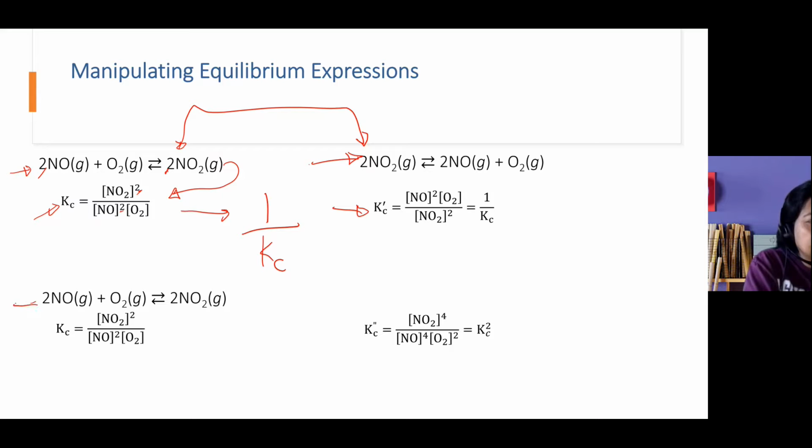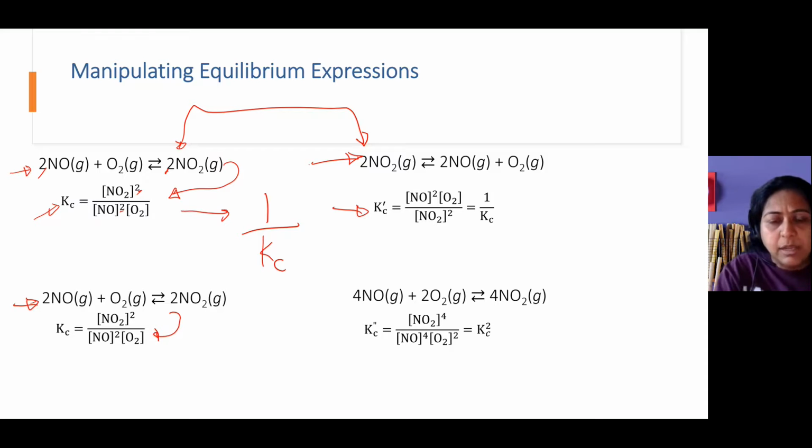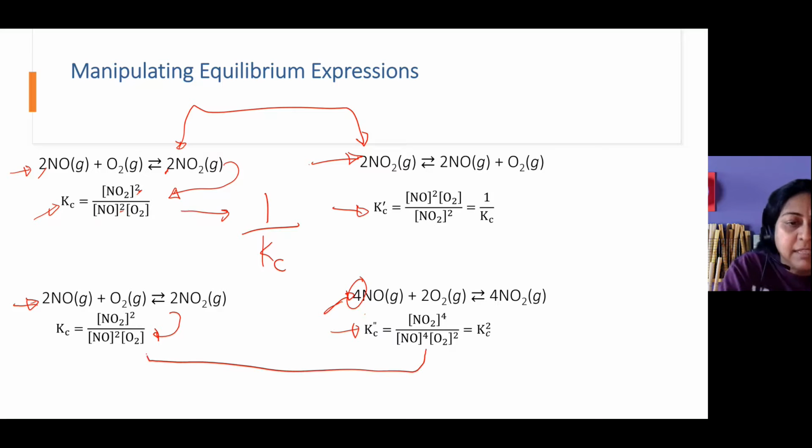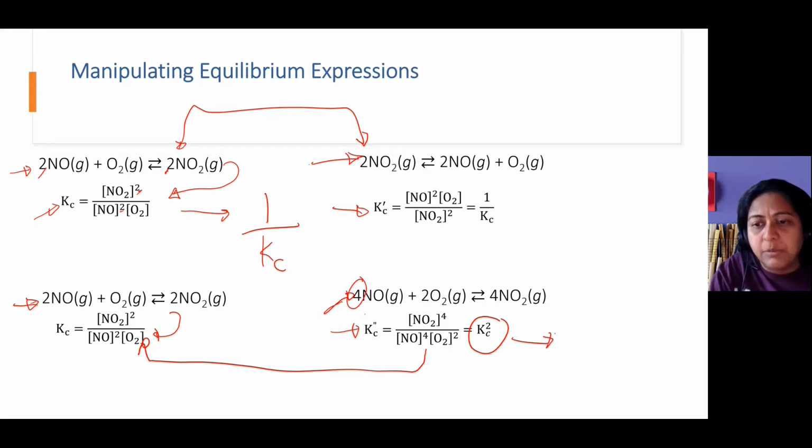Next reaction. Here we write the equilibrium constant expression for that one. Look at this one. What has happened? Yes, if you look at these coefficients, the coefficients were doubled. Now we write the equilibrium constant for this. What is the relationship between this and this? Yes, the equilibrium constant was squared. When the amounts were doubled, the equilibrium constant will be squared. That is the relationship.